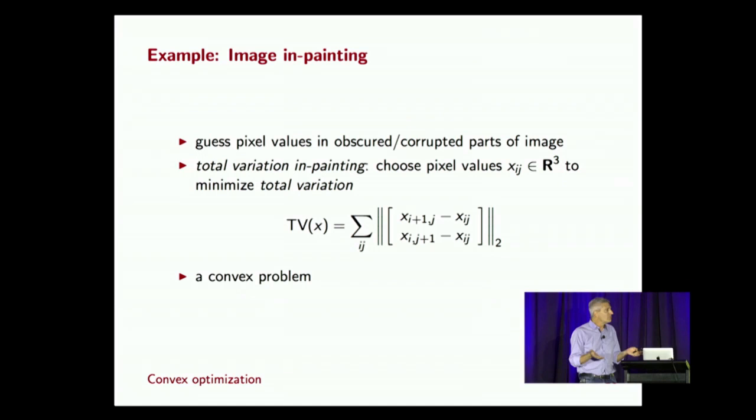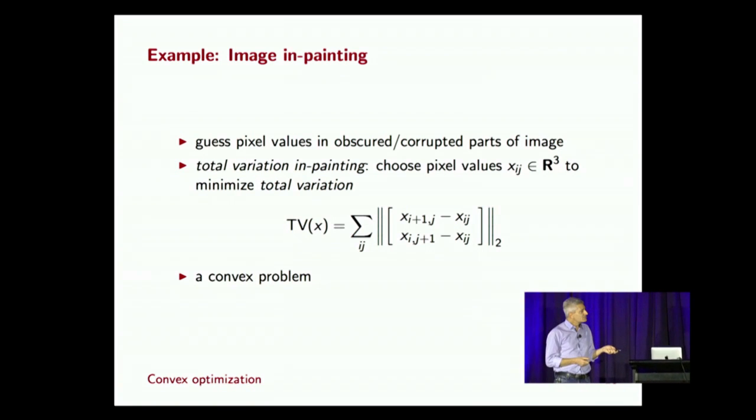Now, it's not hard to imagine how you should do inpainting. If you're missing a pixel, but you have all the neighbors, you should look at the neighbors, and it shouldn't be far from the neighbors or something. You could make something that would do something. It wouldn't be very hard to figure something out. But we're going to see how easy it is to do a shockingly good job just using convex optimization.